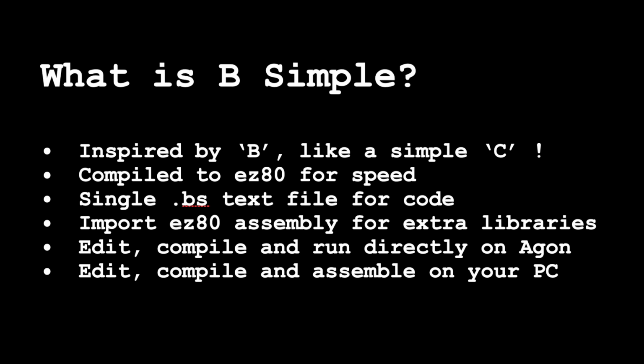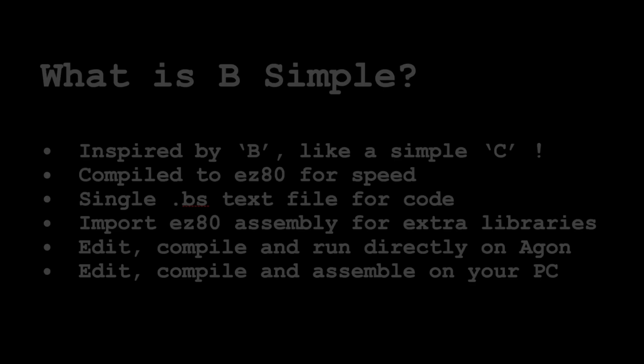It's compiled to Easy-AT assembler for speed, and you write your code in a simple text file with the BS extension. You can also import extra libraries which are written in assembler. You can edit your file, compile it and run it directly on your Agon. However, if you'd like to, you can do the same on your PC by building the compiler for your platform.